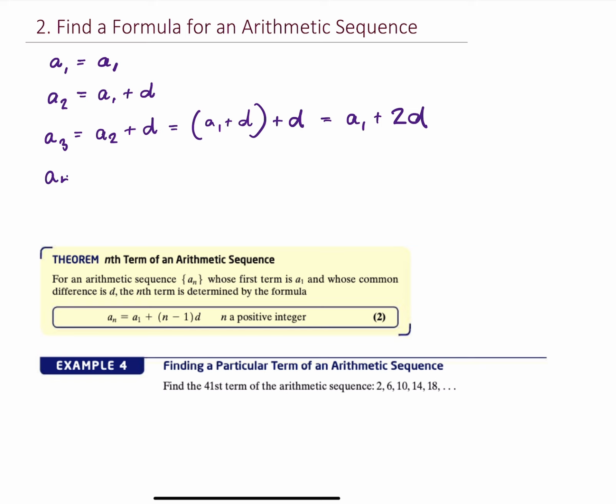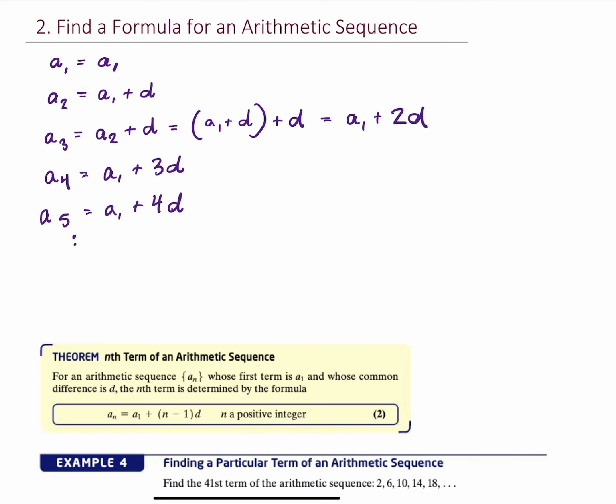So that means a sub 4 should be our first term plus 3 common differences. Our fifth term would be our first term plus 4 of the common differences. So notice this number is n minus 1. If n is 5, we add 4 common differences. So let's say in general, this pattern continues. So a sub n will equal our first term plus n minus 1 times the common difference. And that's going to be the nth term of an arithmetic sequence.